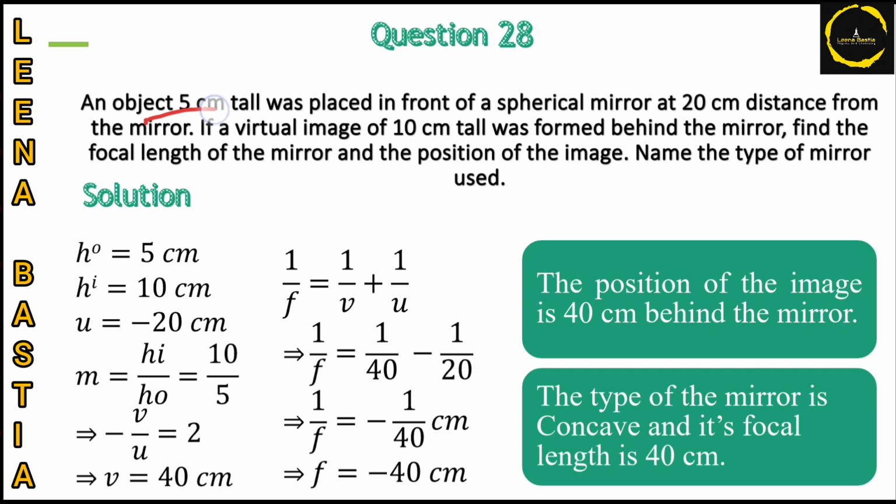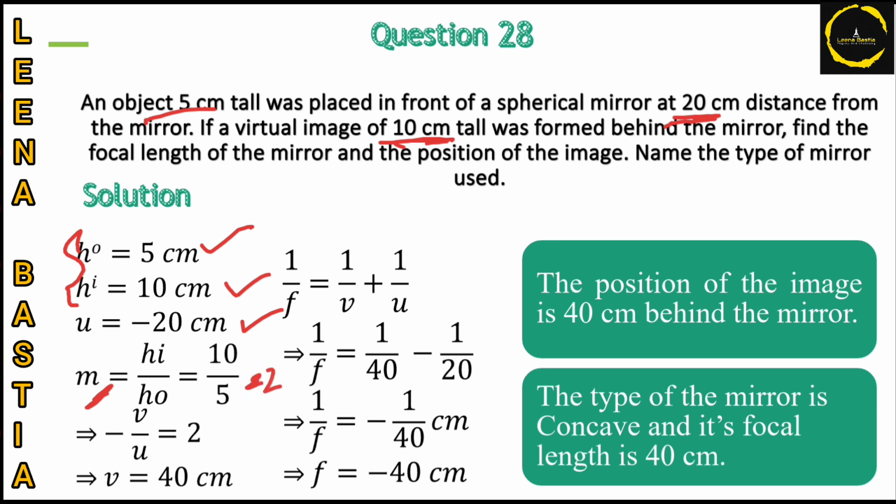So the H value, 5, has been given. HI, as I already told you, is 10 centimeter. Then the object distance is minus 20. Now how much is m? The m formula is HI by HO, because we have both HI and HO here. So you will get the magnification value, that is 2, right?